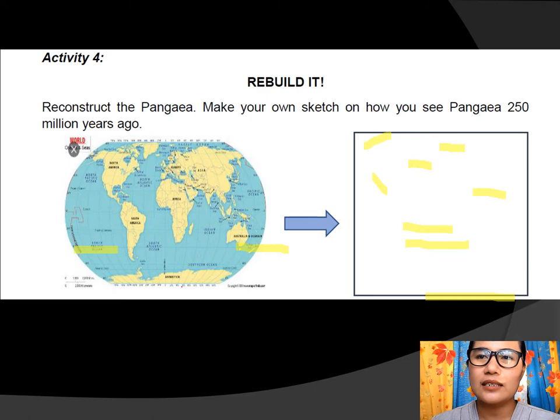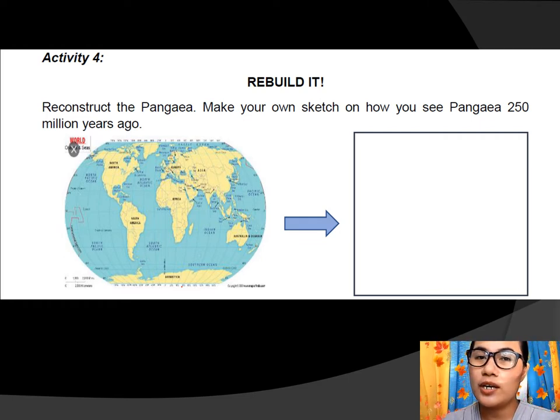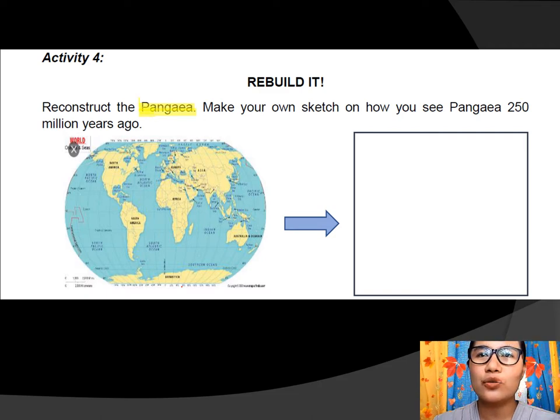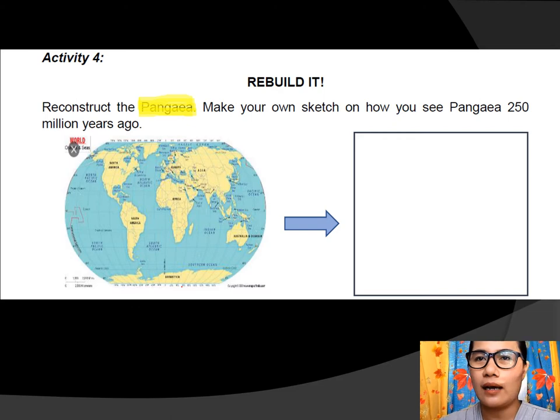Next activity is activity number 4. It is entitled Rebuild It. You reconstruct Pangaea. You make your own sketch on how you see Pangaea 250 million years ago. Who is Pangaea? If you read through the module, you will know that Pangaea is the name of the supercontinent that we once had during the Permian era. When the land was still whole, it was all connected. So you can go to America, Australia, since they were still connected. So you draw Pangaea there.